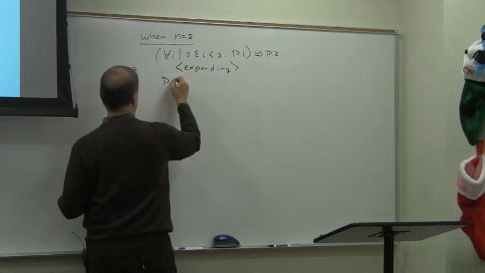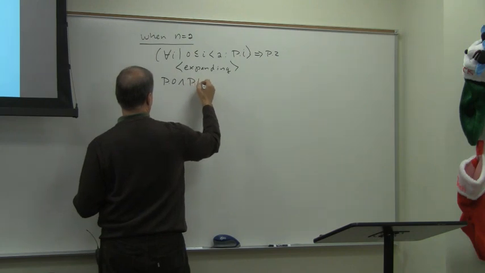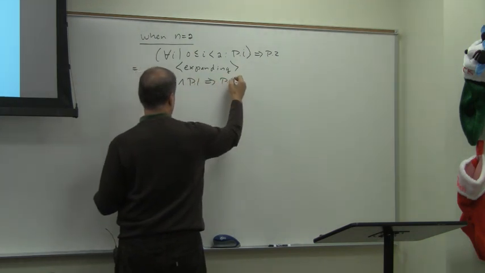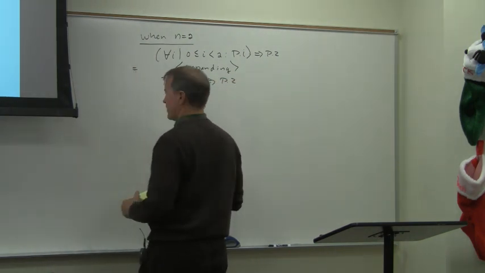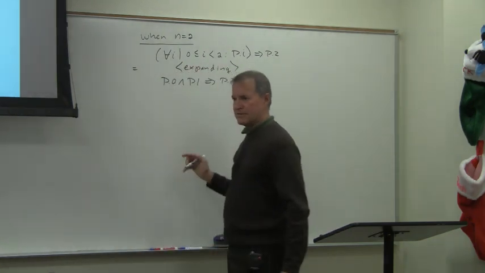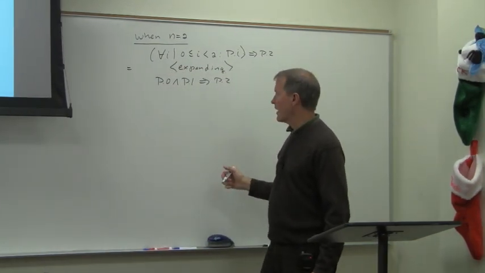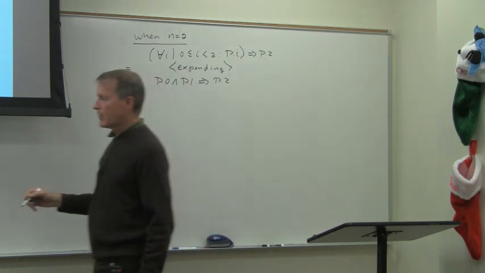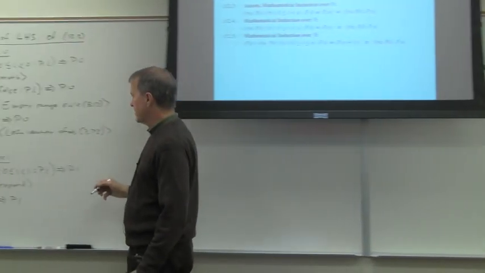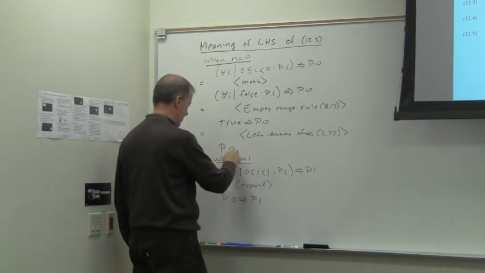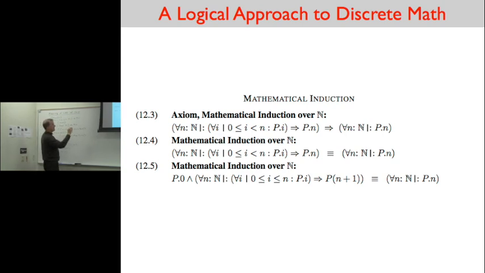So this is P.0 and P.1 implies P.2. All right? Is everybody clear on this, on what we have? So what do we have so far? What we have is P.0. Now, inside that, that's a for all n, right? Okay, so what is it for all?